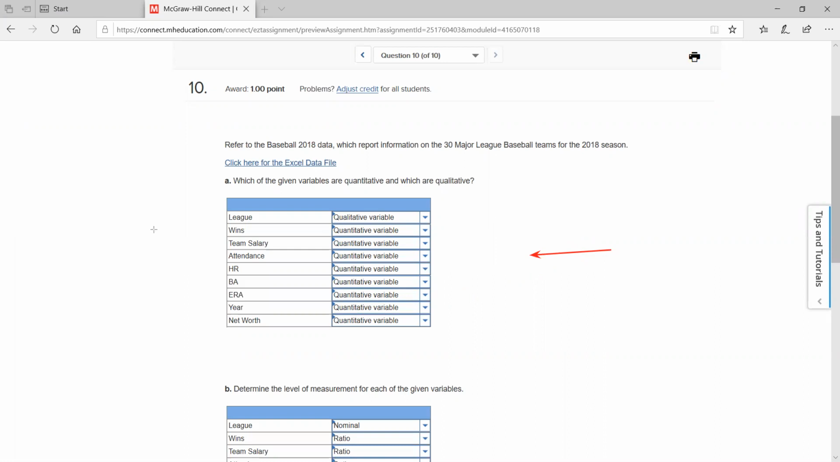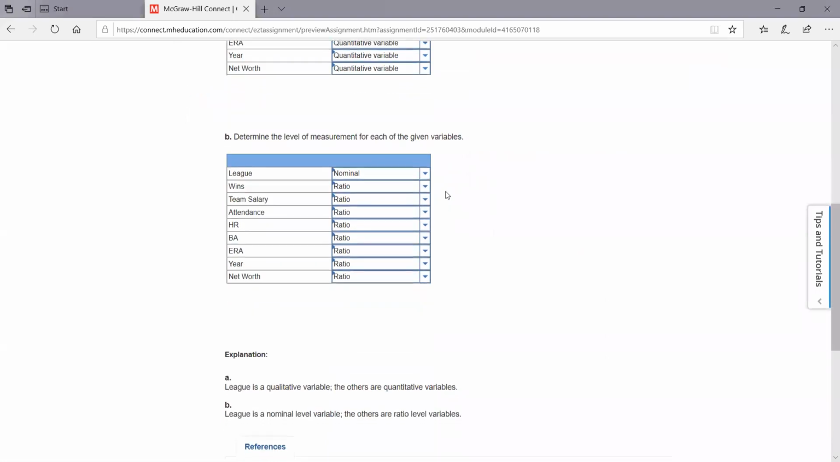And then the last one you can check out. Let me erase that. You can check out the levels of measurement. They're generally all going to be ratio measurements, except for the first one, which is the league, which is just nominal.